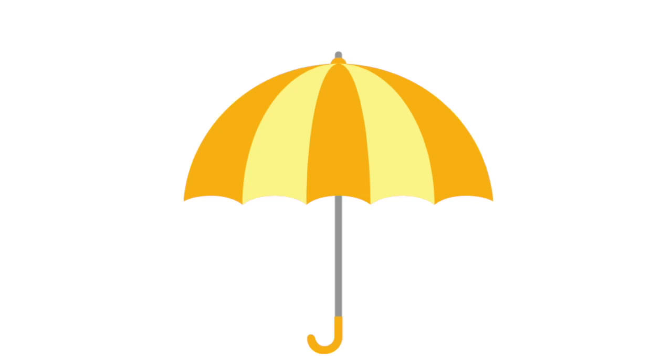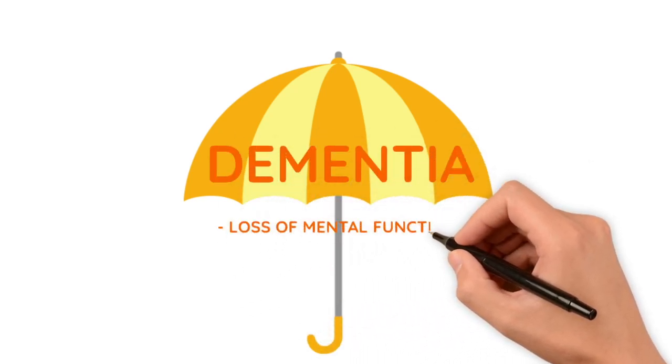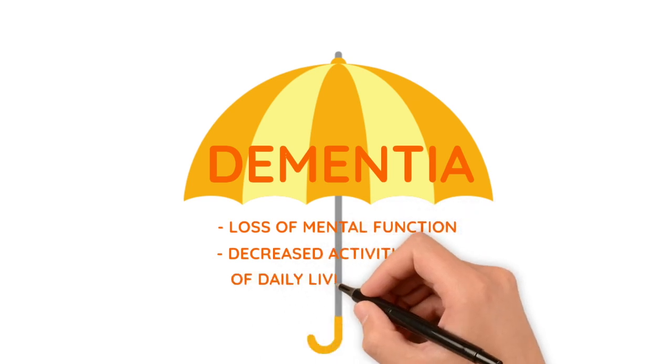So dementia is an umbrella term for decline in mental function that is severe enough to affect daily function and independence. I say umbrella term because there's different types of dementia. It's not a normal part of aging.